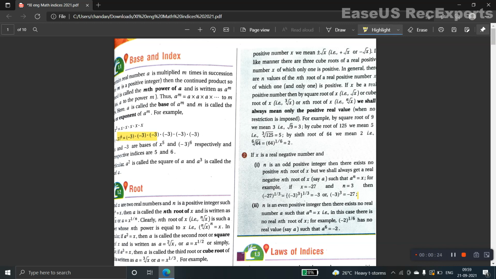Minus 3 is multiplied 6 times to get minus 3 power 6. So you know it from lower classes. You also know the roots. What is the root of an equation, or the nth root of a number? This is page 1. Now we'll go to page 2.